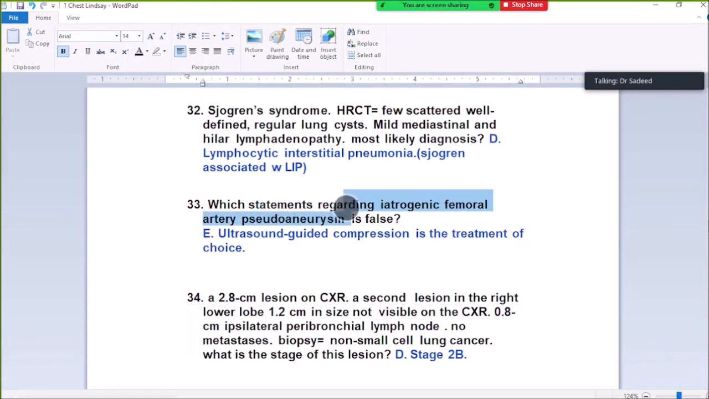33. Which statement regarding femoral artery aneurysm is false? Ultrasound compression is the treatment of choice. For femoral artery aneurysm, which is false, ultrasound compression is not the treatment of choice.